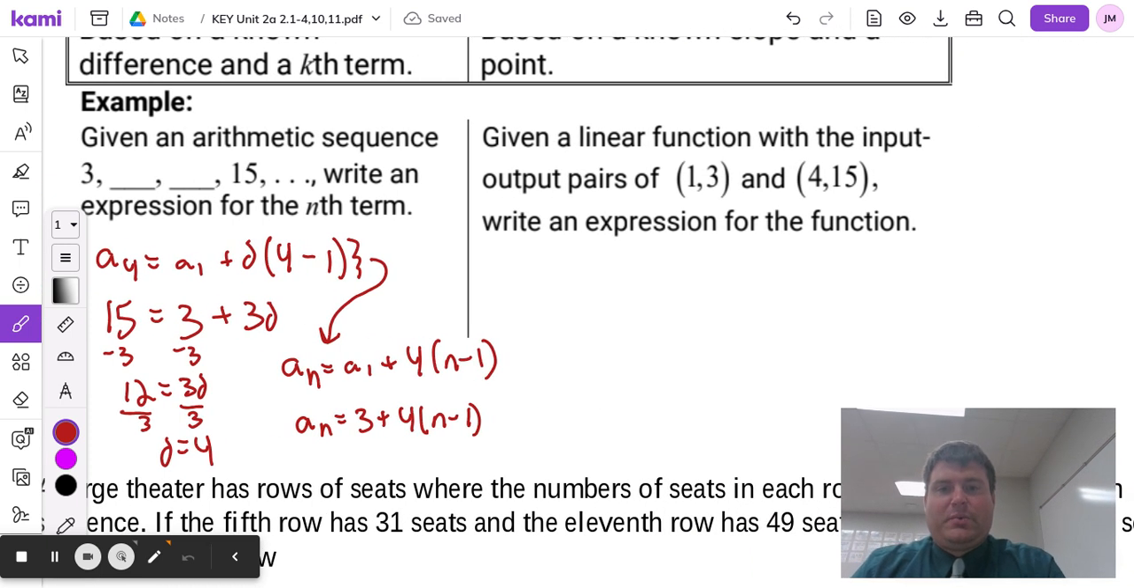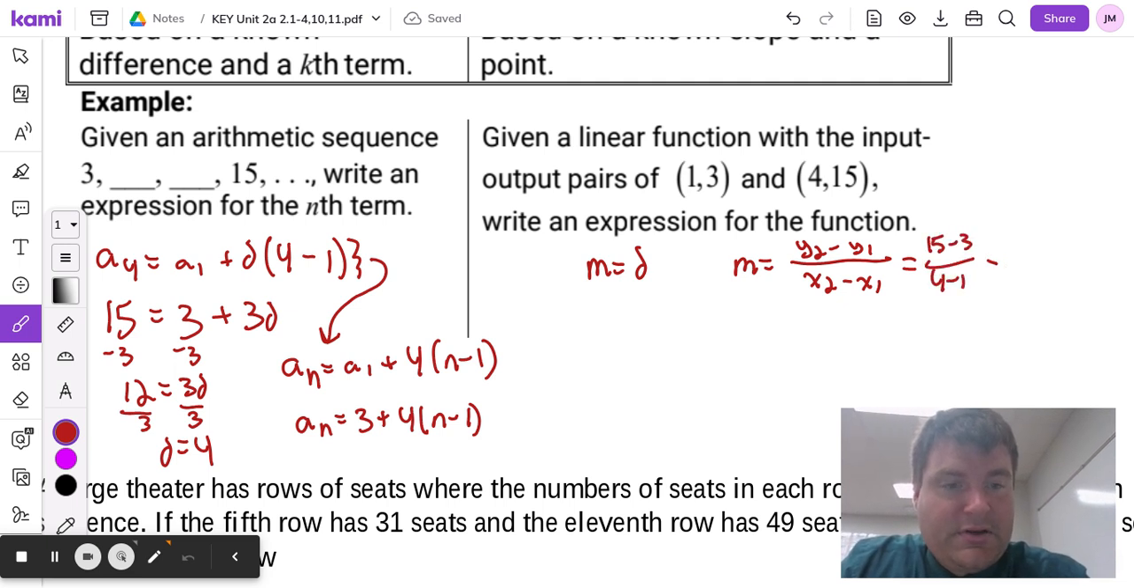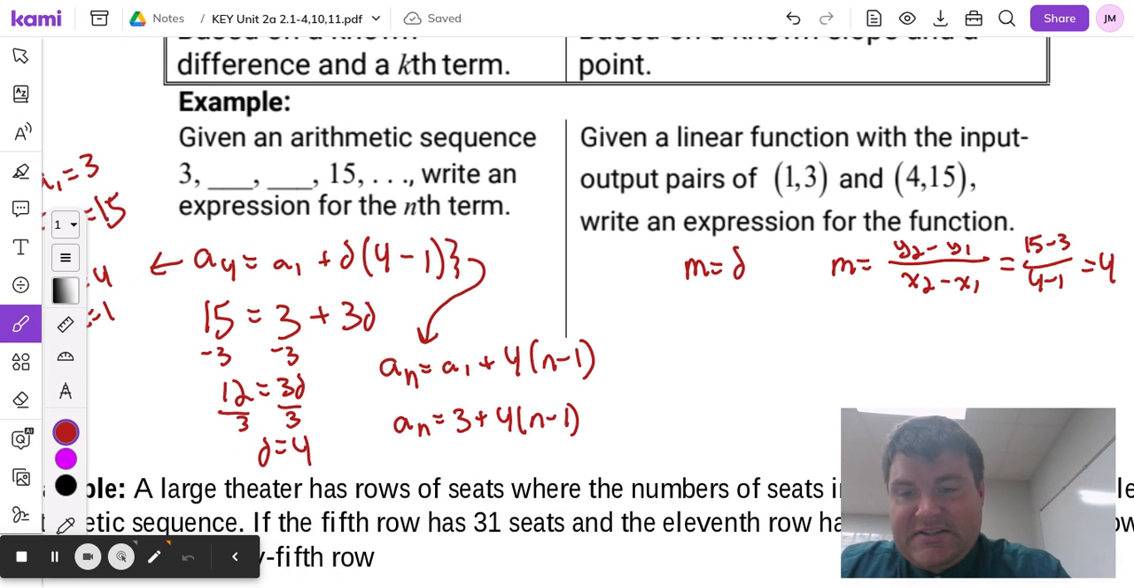Now, relate that back to when we were given a linear function with inputs and outputs. So we have a linear function, we have two coordinate points. Really our slope is the same thing as our d value. How do you find our slope? Well, we use y2 minus y1 over x2 minus x1. So 15 minus 3 all over 4 minus 1, which is 12 over 3, which is 4. That makes sense because I just said my d is my m, so that is 4.